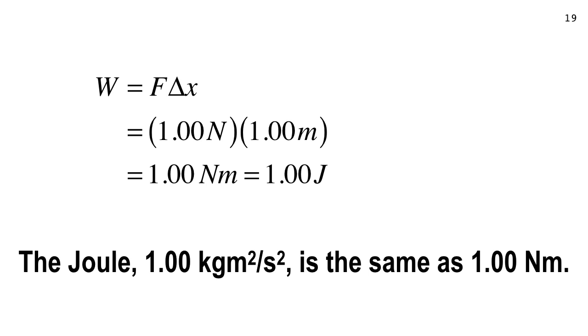The reason I do that, Sawyer, is that sometimes when you're doing a calculation, you want to cancel kilograms. Then you'd want to use this one, 1.00 kilogram meters squared per second squared, because it's got the kilograms right there. You just have to cancel them. Sometimes you want to cancel a force, a number of newtons.